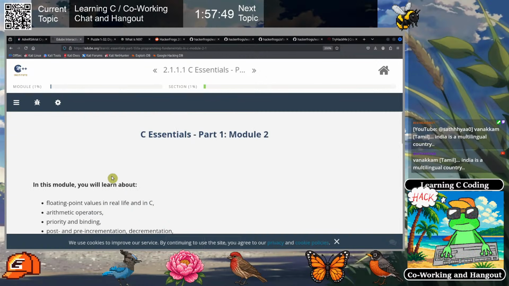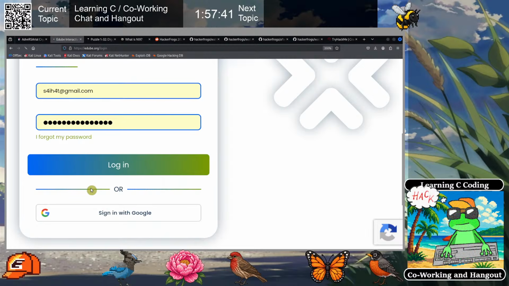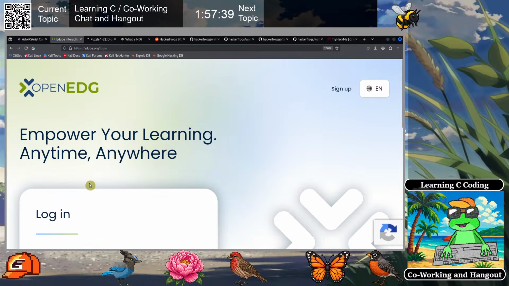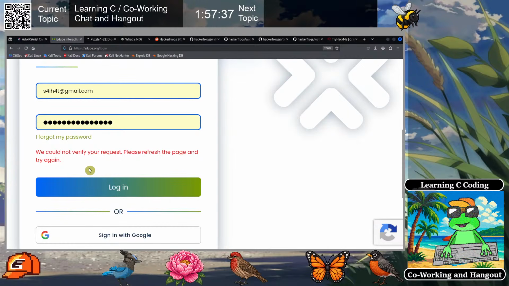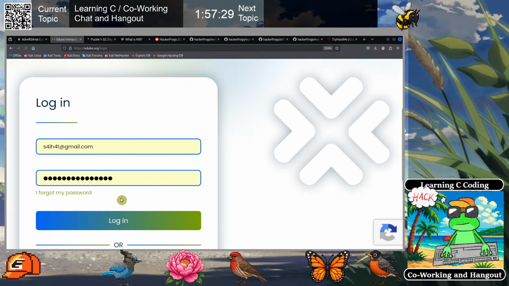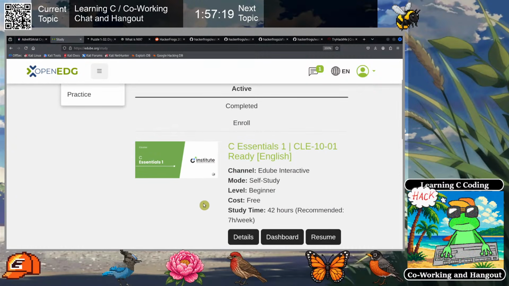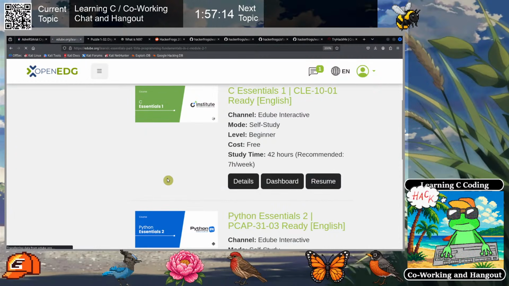Okay, so let's get started with this section. All right, I need to log in apparently again. Let's do that. Could not verify request. Please refresh the page and try again. Okay, so I'll reset the page, and then we will log in. Okay, so this is the C Essentials 1 course that I'm taking over here. And let's go ahead and resume the course.